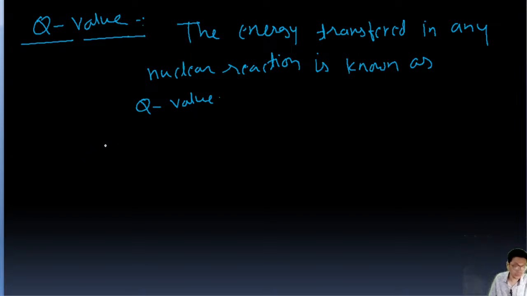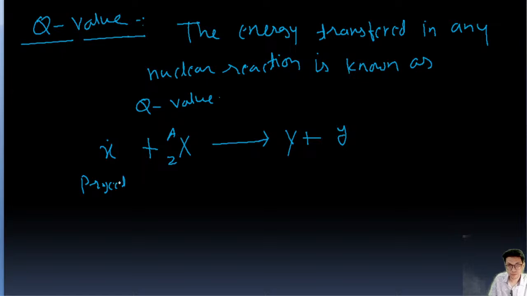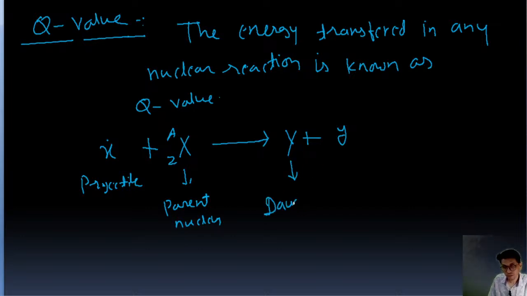I'll give an example. If we take any reaction, X plus X(Z,A) going to Y plus Y. Here small x is the projectile, this is the parent nucleus, this is the daughter nucleus, and this is the ejectile. So this is the equation.